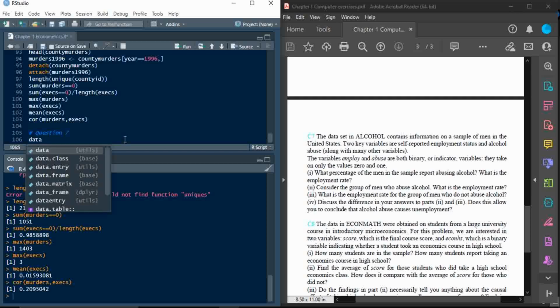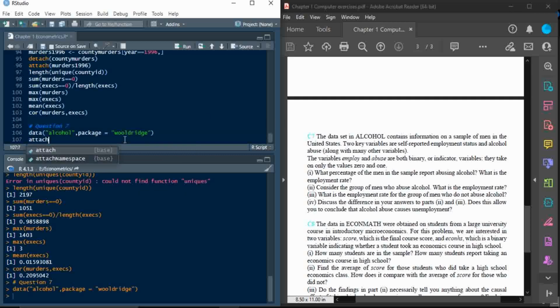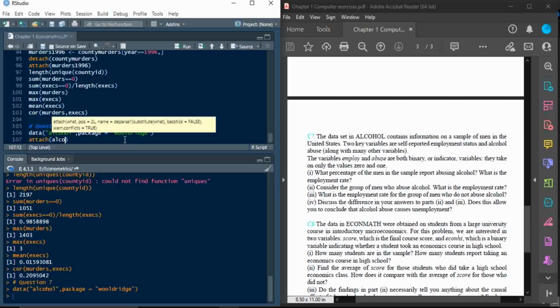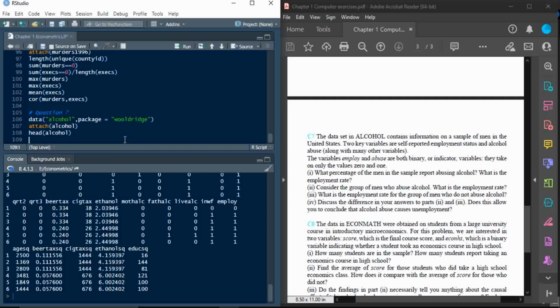Question 7 utilizes the dataset alcohol. Attach this dataset and look at the column headings of this dataset. Now it says the variables employ and abuse are both binary variables. They take on only the values 0 and 1. What percentage of the men in the sample report abusing alcohol?